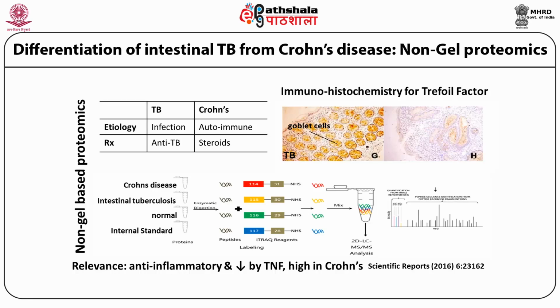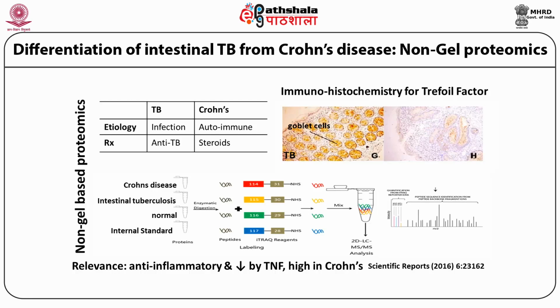It is therefore important to differentiate the two conditions, which otherwise have very closely mimicking clinical symptoms, scenarios, and investigations. We used non-gel based proteomics wherein we labeled the Crohn's disease, intestinal tuberculosis, normal and the internal standard with isobaric iTRAQ reagents and quantified the extent of protein expression on a mass spectrometer.